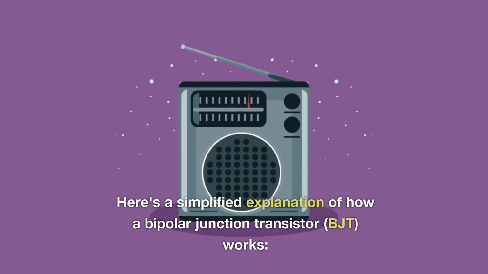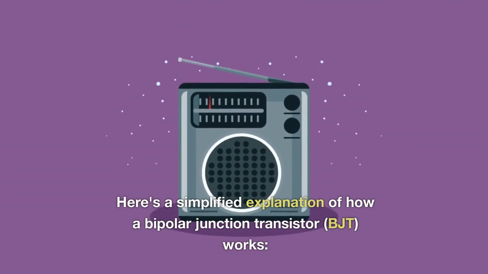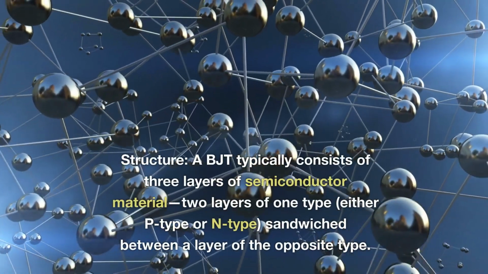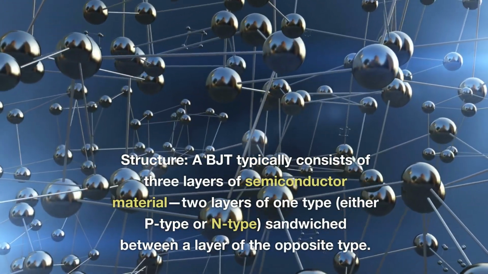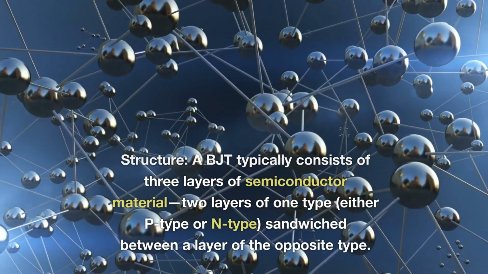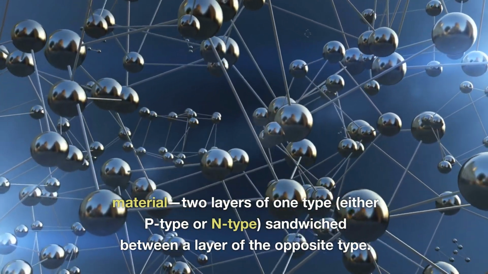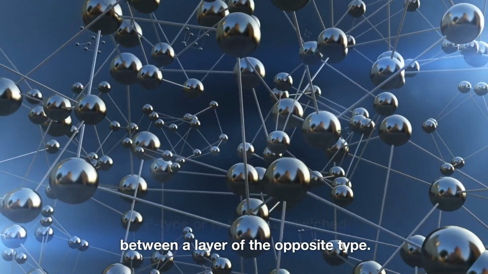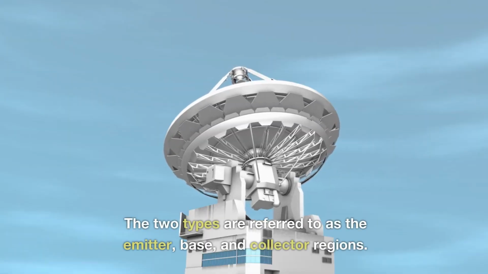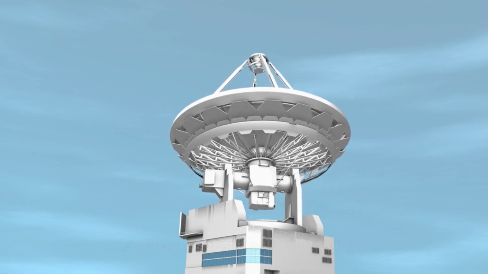Here's a simplified explanation of how a bipolar junction transistor, BJT, works. Structure. A BJT typically consists of 3 layers of semiconductor material, 2 layers of one type, either P-type or N-type, sandwiched between a layer of the opposite type. The 3 regions are referred to as the emitter, base, and collector.